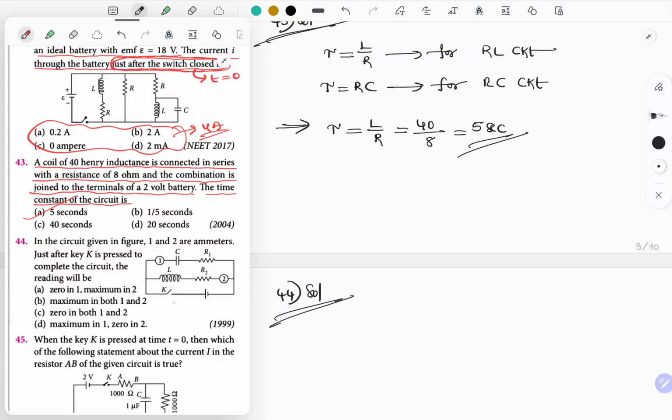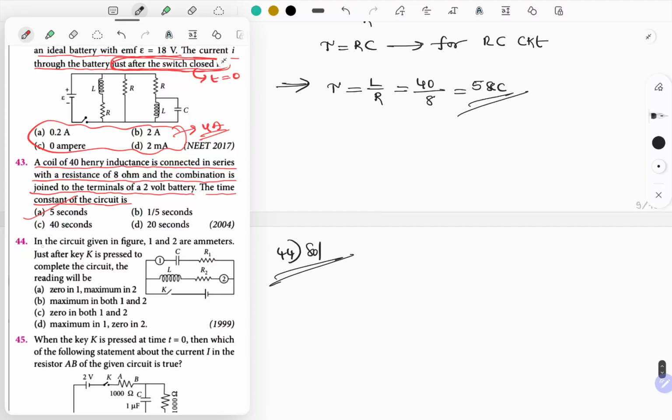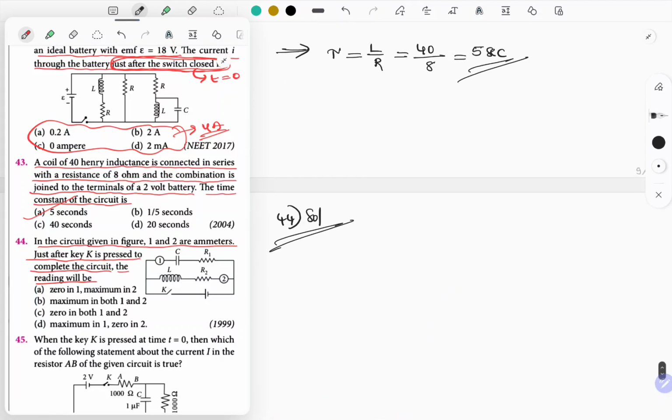So get ready. As a switch is present, there are two different cases possible. One is transient and steady state. We have to decide in which case they are asking the answer. In the circuit given in the figure, 1 and 2 are ammeters. Just after K is pressed to complete the circuit, what will the reading be? Just after closing the switch, at t is equal to 0, inductor acts as an open circuit. Capacitor acts as a short circuit.